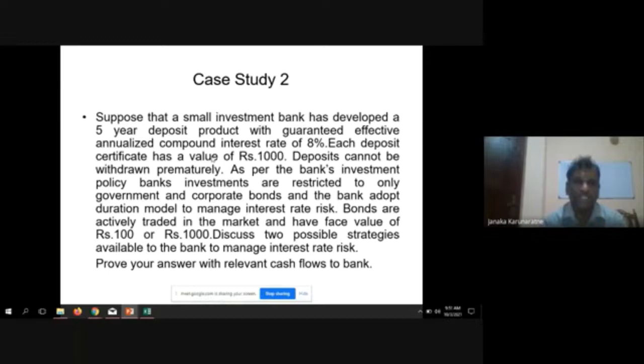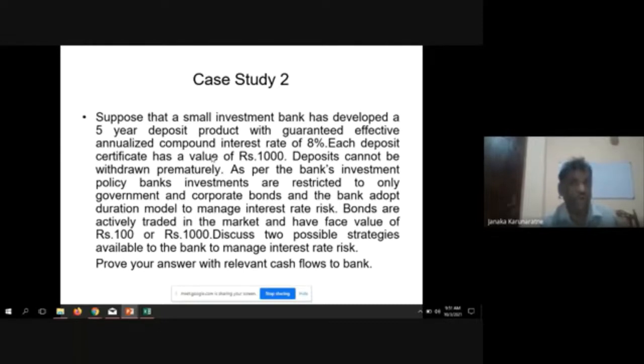Now suppose that a small investment bank has developed a 5-year deposit product with a guaranteed effective annualized compound interest rate of 8%. So it's compounded at 8%, and that's a 5-year deposit. Each deposit certificate has a value of 1,000. So the face value of each deposit certificate is 1,000.